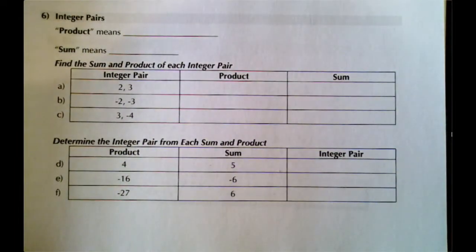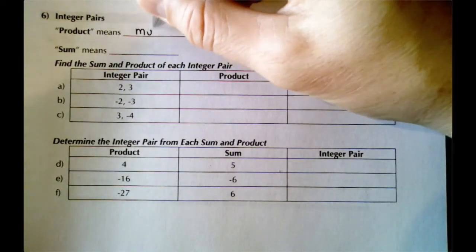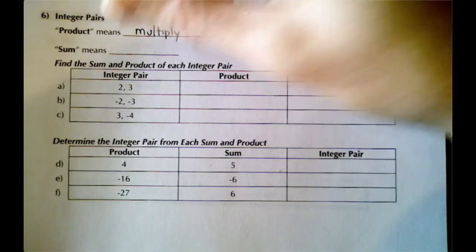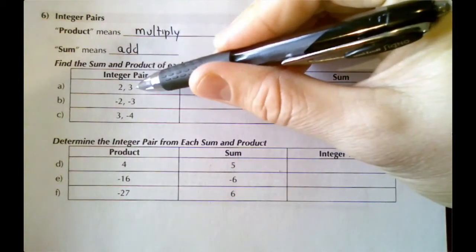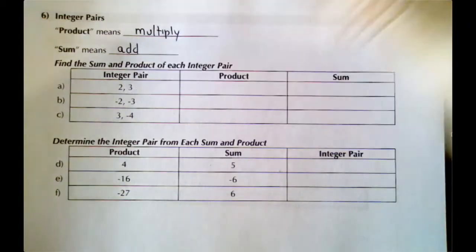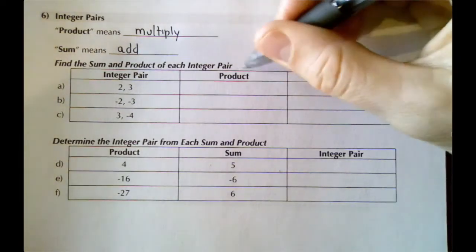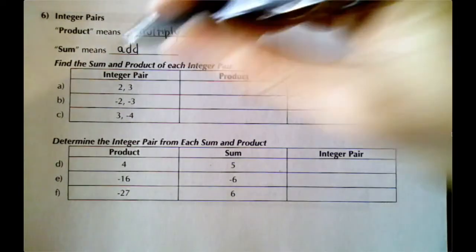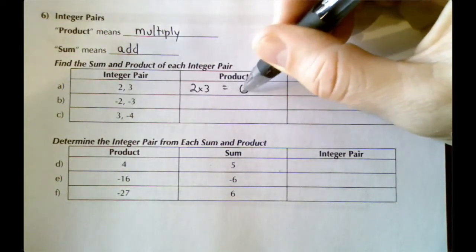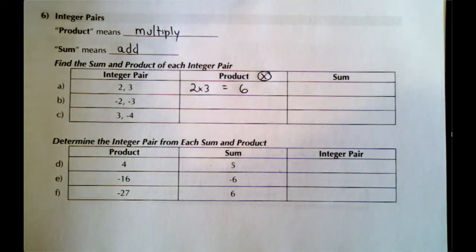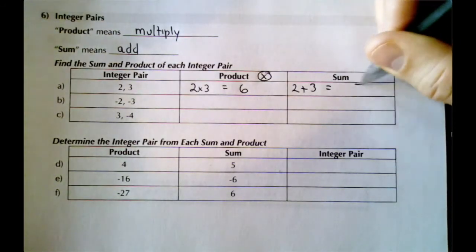Integer pairs are when you're looking for a sum and a product. A product means we're looking to multiply, and a sum means add. So if I was given the integer pair 2 and 3, I would ask you, what's the product and what's the sum? Well, the product means multiply. So we would multiply 2 and 3, and we'd get 6. For sum, we would add them. 2 plus 3, and we would get 5.